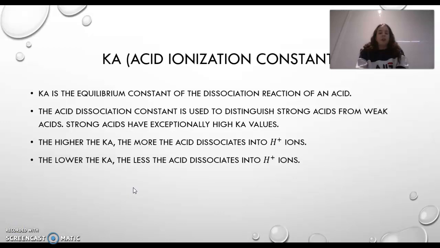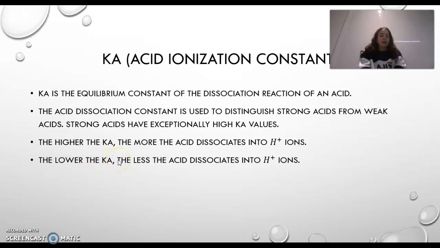The numerical value for Ka is used to predict the extent of acid dissociation. As talked about in previous videos, a large Ka value suggests more product is formed and a stronger acid, and a small value indicates less product is formed and a weaker acid.